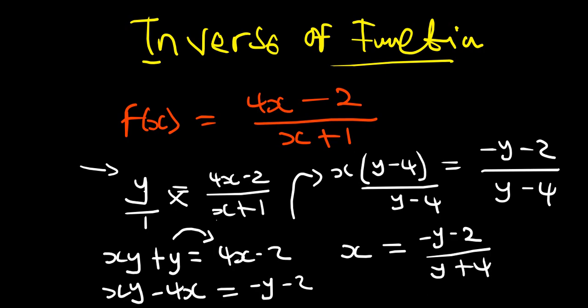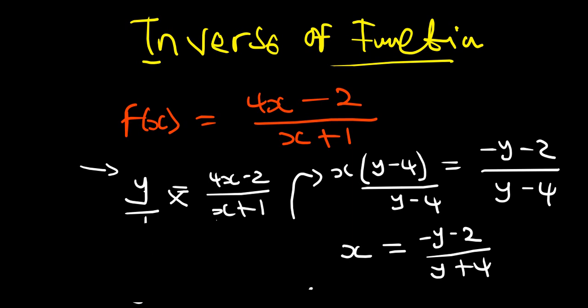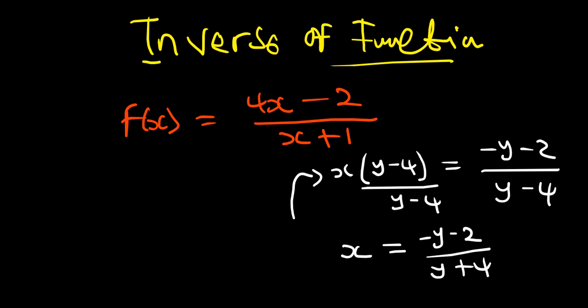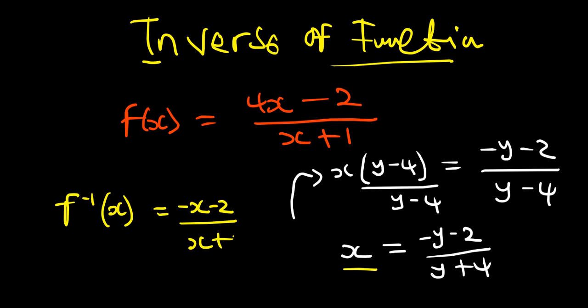Once you make x the subject, you can now put it back in the function inverse notation. So this x here will become f inverse of x is equal to, and then wherever we see a y, we're going to change that into an x. So it will be minus x minus 2 divided by, okay, someone has raised their hand, you can ask, plus 4.